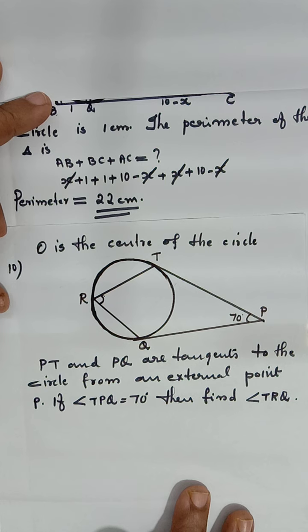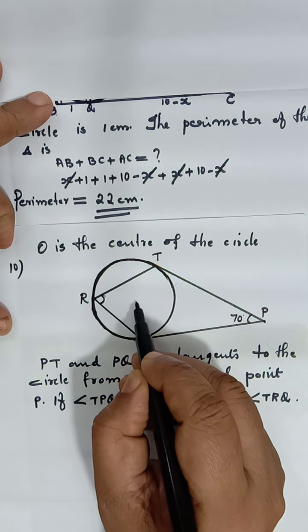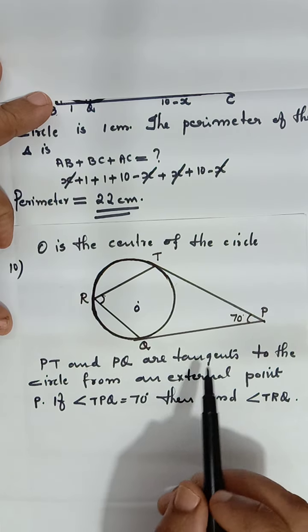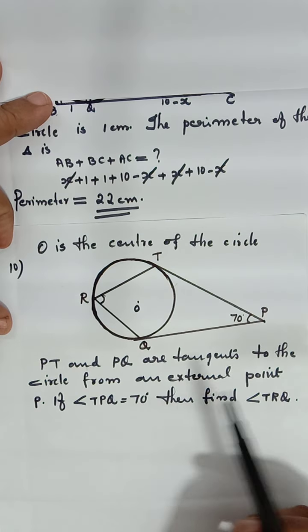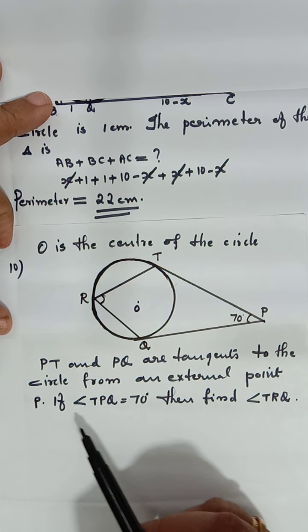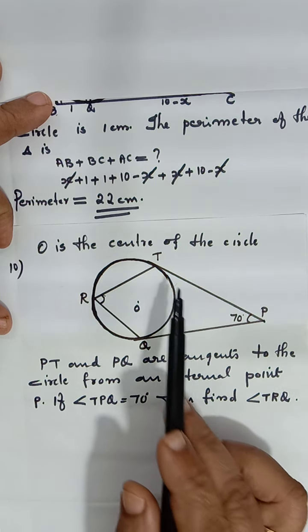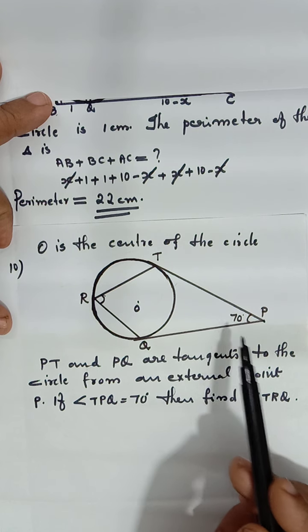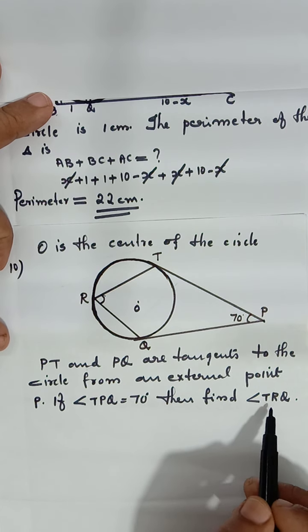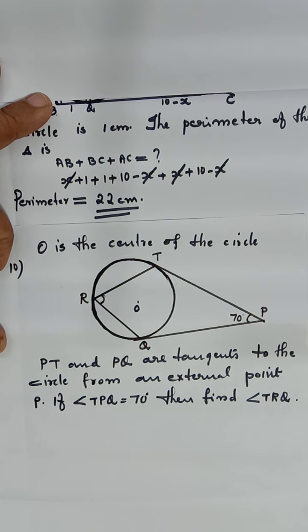Okay, today's last question, question number 10. O is the center of the circle. We can mark O as the center of the circle. PT and PQ are tangents to the circle from an external point P. If angle TPQ is equal to 70 degree, we have to find out what TRQ is. When you get such a question, you can have your own constructions in order to get the answer. Let us see what is the method.